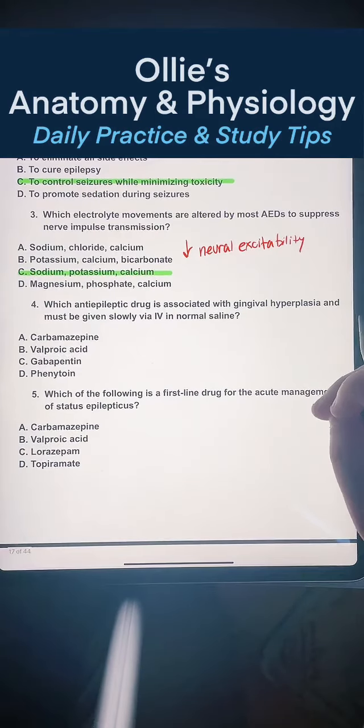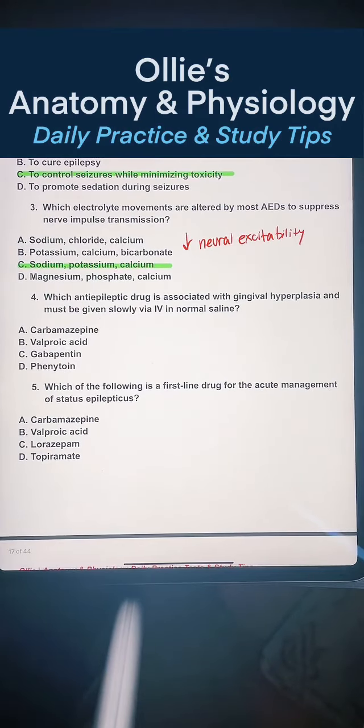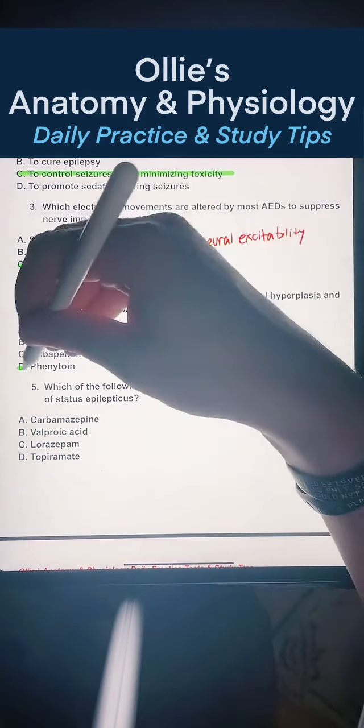How about number 4 now, guys? Which anti-epileptic drug is associated with gingival hyperplasia and must be given slowly via an IV in normal saline? What do we think that one is, guys? So a lot of D's. That's correct. It is D.